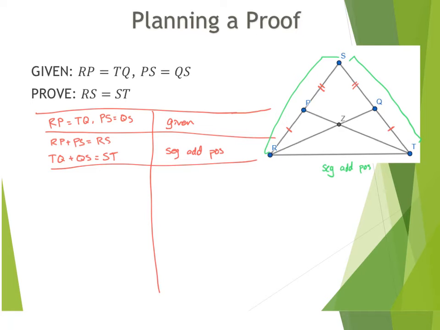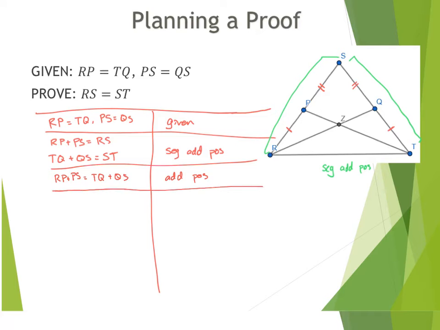So now I need to eventually get the whole pieces equal to each other. But right now, I don't know anything about the whole segments. I only know about the parts. So what I'm going to do is build the equation with the parts. Okay, because I know that RP is equal to TQ, and I know that PS is also equal to QS. And I can build this equation with the addition postulate.